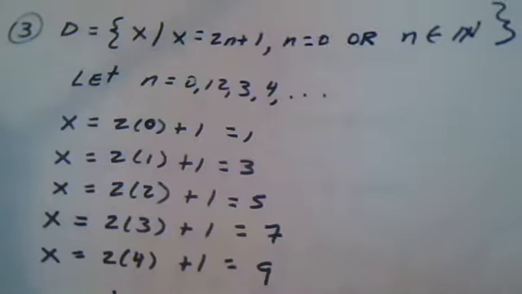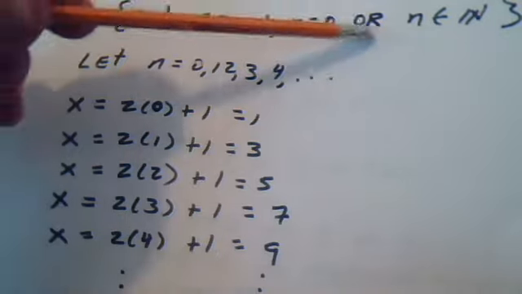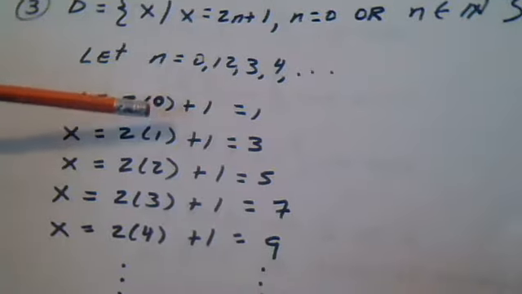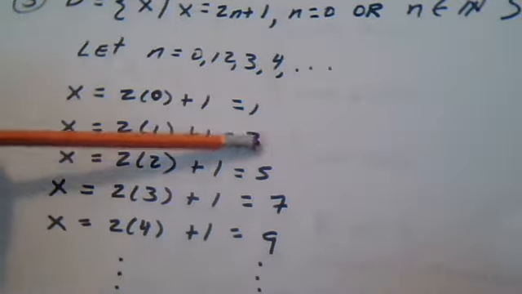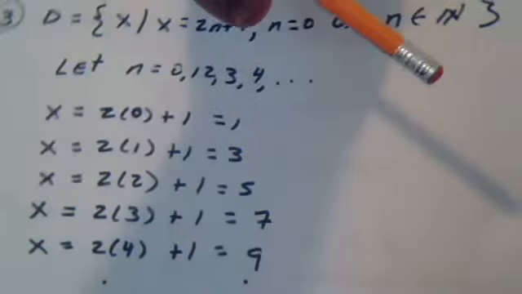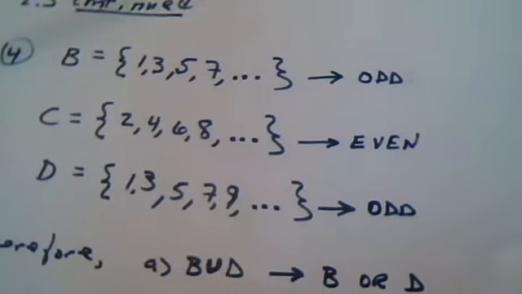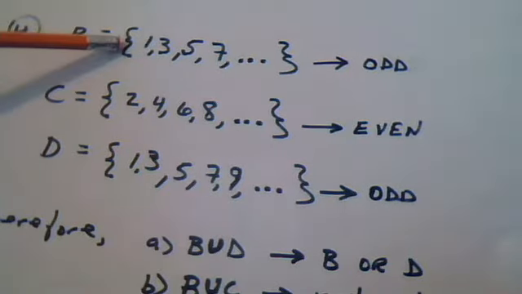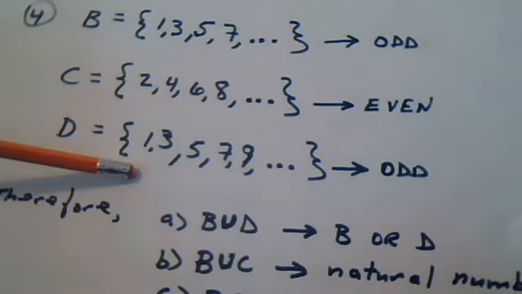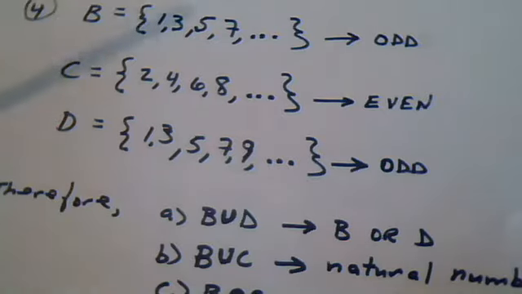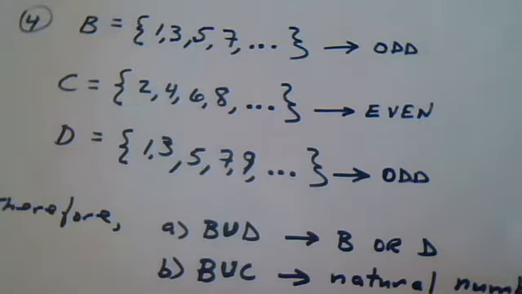D, we do the same thing. We substitute this n with n equals 0 or the natural numbers. So n equals 0, 1, 2, 3, 4, and so forth, and it produces the odd numbers. So up to this point, we know the following: B is a set of odd numbers, C is a set of even numbers, D is a set of odd numbers. So notice that B and D are the odd numbers. Both contain the odd numbers. C has the even numbers.